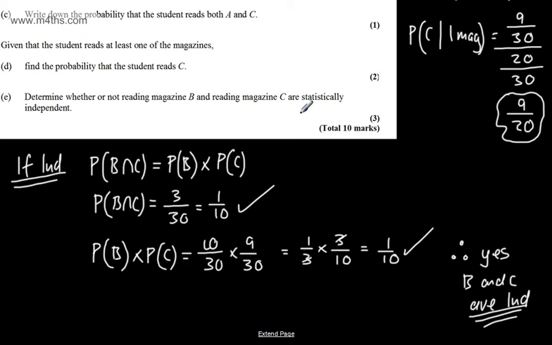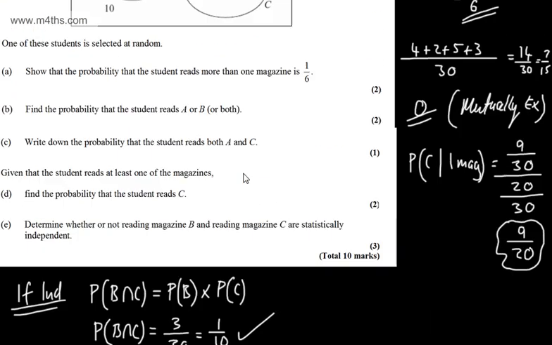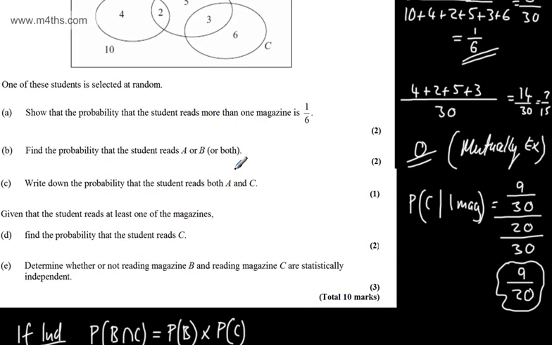We could have looked at the probability of B given C. I prefer to go for this particular approach and simply write this out. If independent, the probability of B and C now is the probability of B multiplied by the probability of C, as we've seen in previous videos. So 10 marks in total for that question.